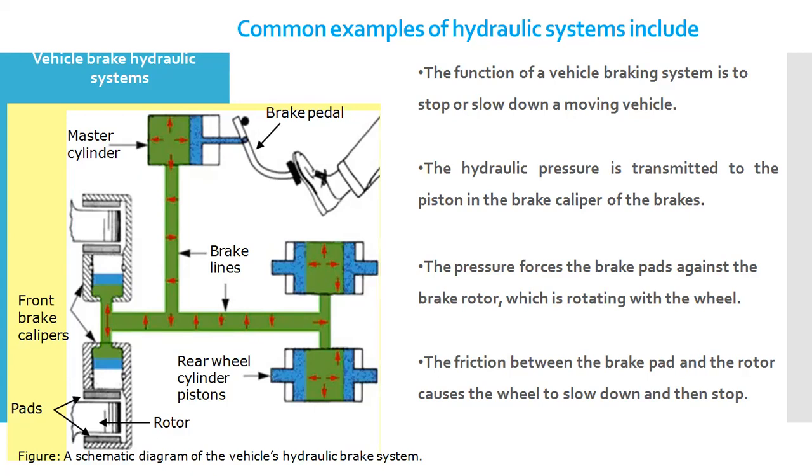You can see how the oil is filled up in the line, and then you have the front brake calipers which are fitted in order to make the proper movement of the oil which is filled up in the cylinder, and due to that the pressure force acts on the brake pads against the brake rotor that is rotating with the wheels. The rotation of the wheels will slow down due to the friction generated between the brake pad and the rotor, and that makes the wheels slow down and then stop. So that is basically the common example of the hydraulic system.